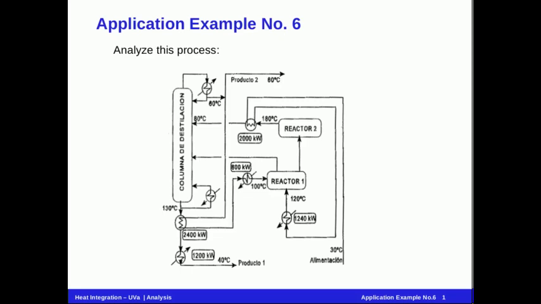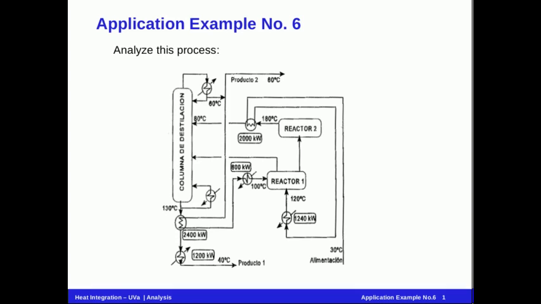Hello everyone. In this application example number 6, we are asked to analyze this process. From a heat integration point of view, this means that we want to know how much it is currently using in utilities and what the minimum use of utilities is. This minimum consumption is different for every minimum temperature approach. If this is not set, then we're going to look for the current minimum approach and use it.